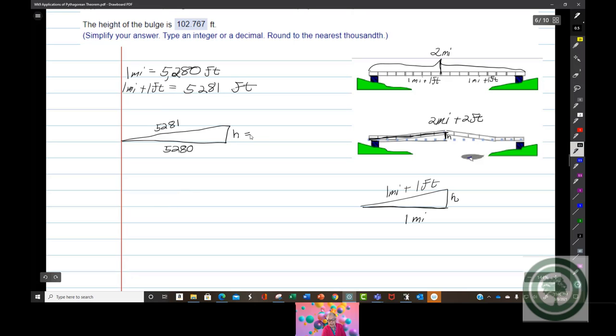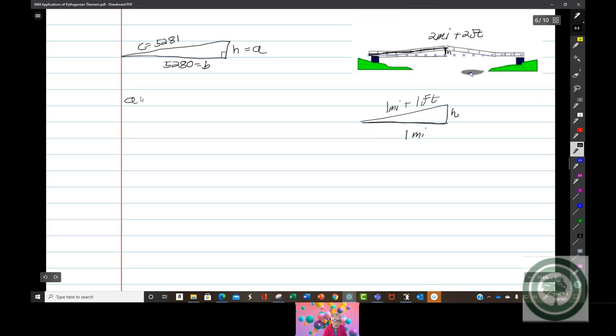Well, typically the height is A, and the base or the horizontal side is B, and the slanted side across from the right angle is C. And we know that we love A squared plus B squared equals C squared. And you know how much I hate big numbers. So this is going to be H squared, and this is going to be 5,280 squared, and this is going to be 5,281 squared.